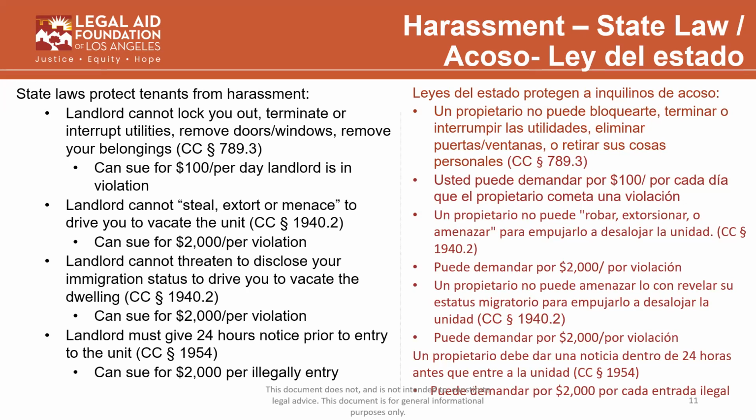Other types of protections that tenants have from harassment include that landlords cannot steal, extort, or menace to drive a tenant to vacate the unit. Where the landlord violates this law, the tenant can sue the landlord for $2,000 per violation. Landlords also cannot threaten to disclose your immigration status in order to drive you to vacate the unit. And where the landlord violates this law, again, the tenant can sue the landlord for up to $2,000 per violation.